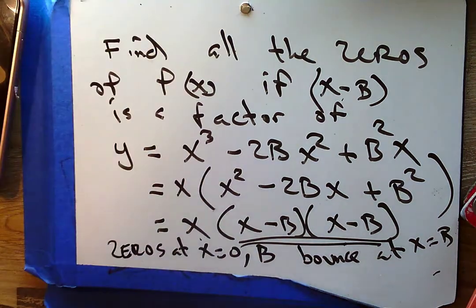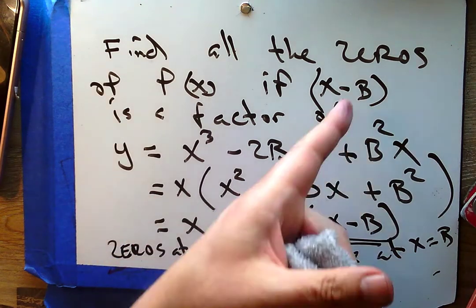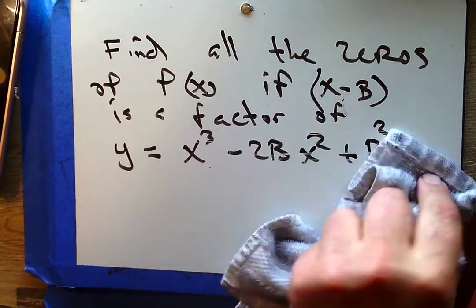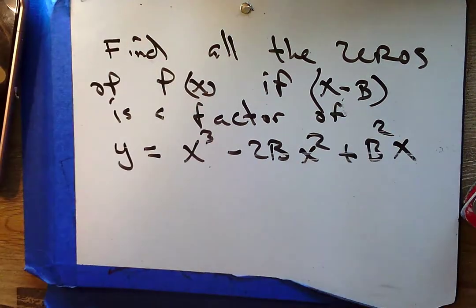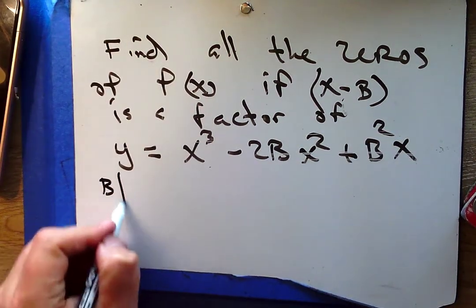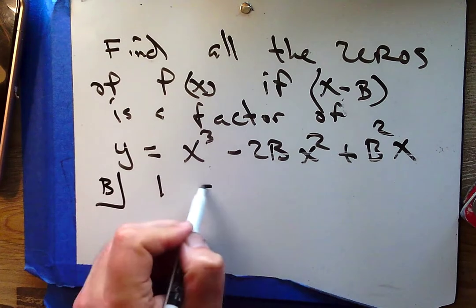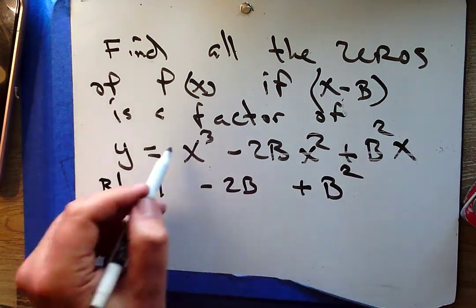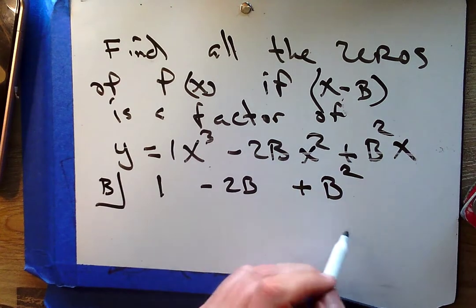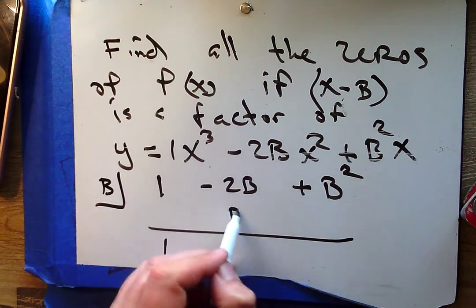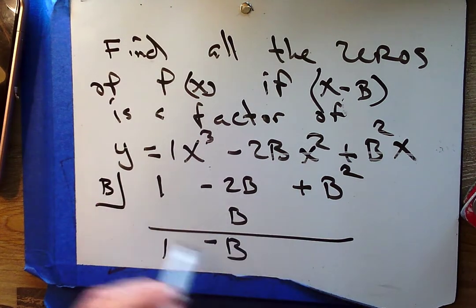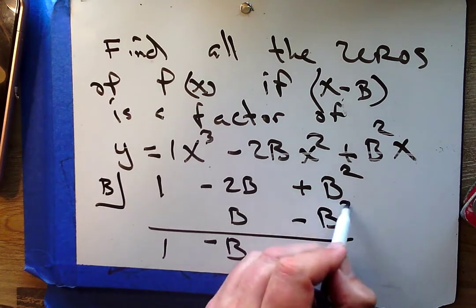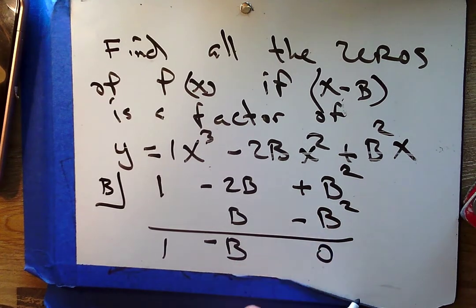But what about, look, they gave me a factor. I could do long division. I could turn that factor into an x-intercept and do synthetic division. Let's see how that works. b, 1 minus 2b plus b squared. Right? I'm just taking the coefficients. 1b minus b minus b squared, and I end up with 0.